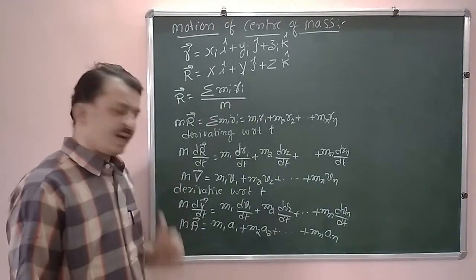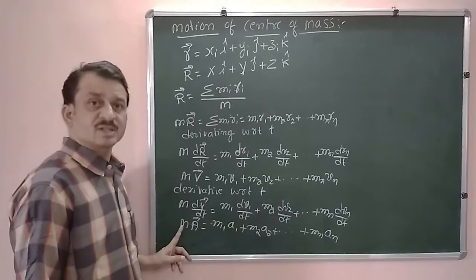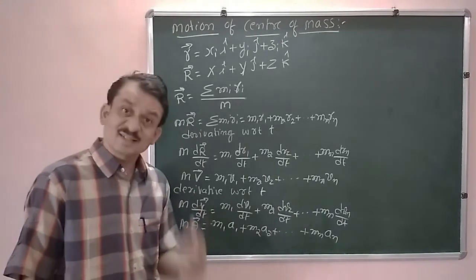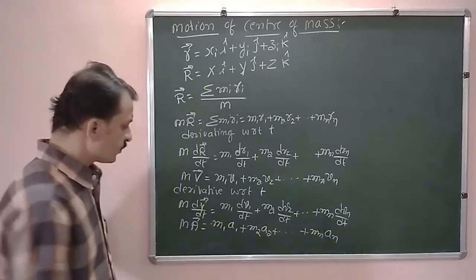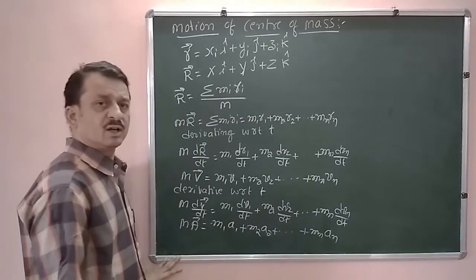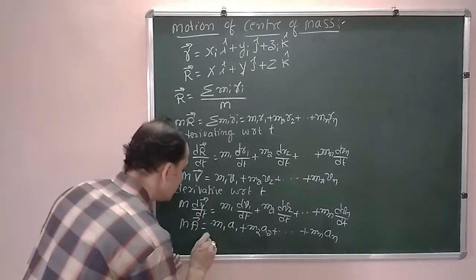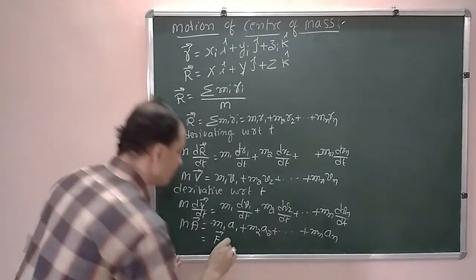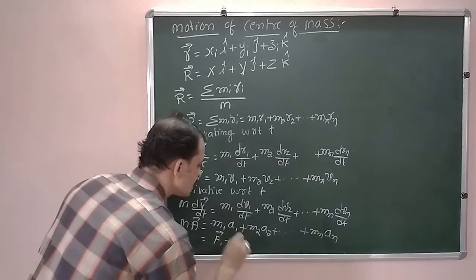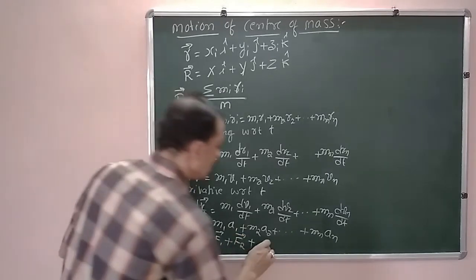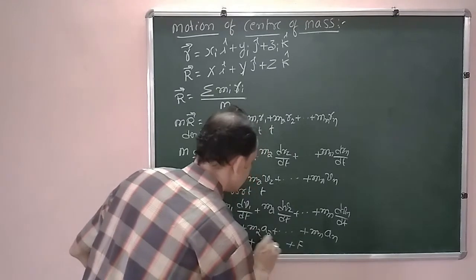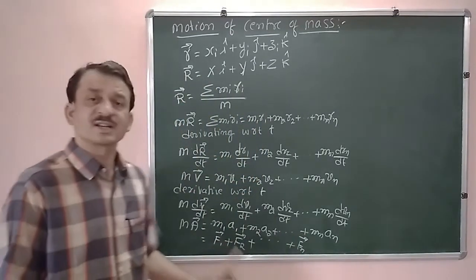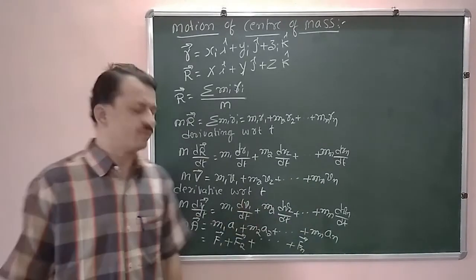Therefore M into a, where M is the total mass of the system of particles and a is the acceleration of the center of mass. Now m1 a1 is the force on the first particle, plus the force on the second particle, and so on up to the force on the nth particle, according to Newton's second law. M into a is equal to F.